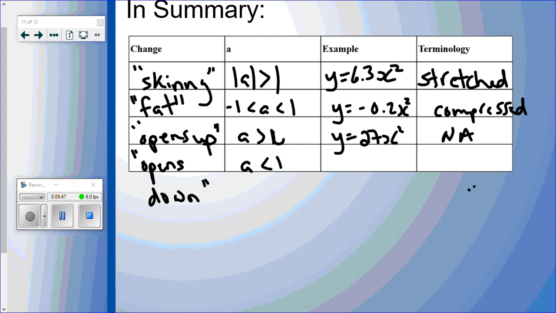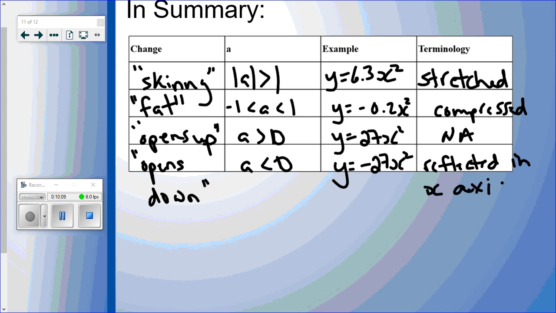Actually, that's wrong. So it's got to be a positive value. It's got to be a negative value. We just have to change it to a negative value. So the proper terminology when it opens down is that it's reflected in the x-axis.